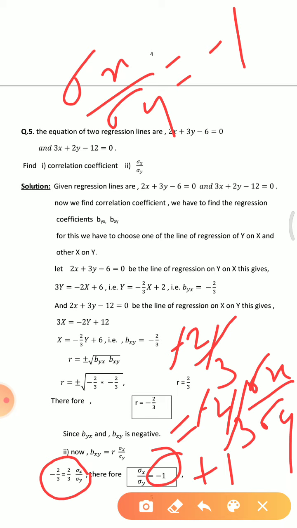This we have to solve in question 5. These are the corrections: the equation 3x + 2y - 12, and the formula where there is a minus sign, and in the answer it is a plus sign. These are the three corrections in this question. This you have to solve in question number 5.